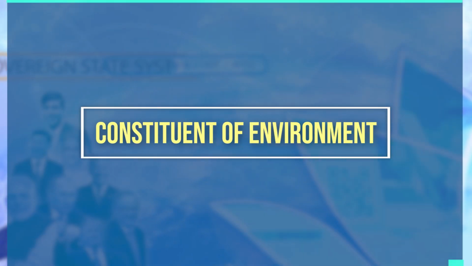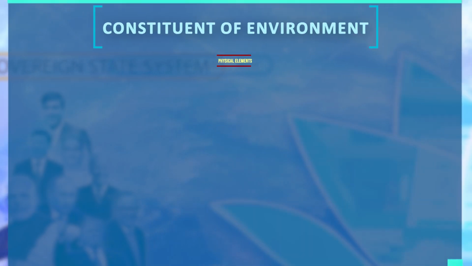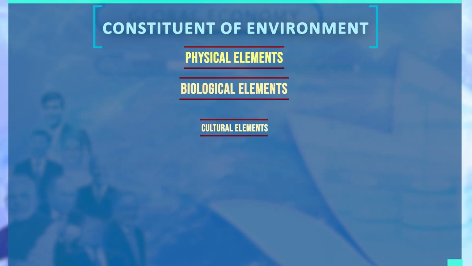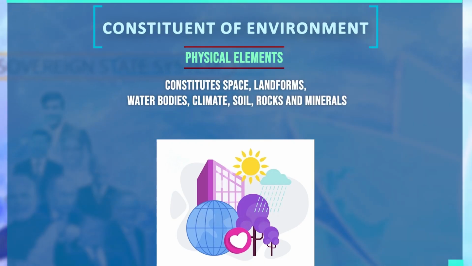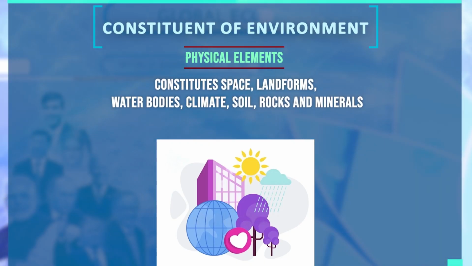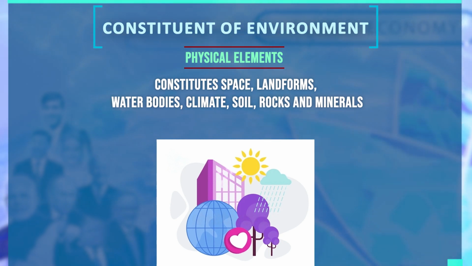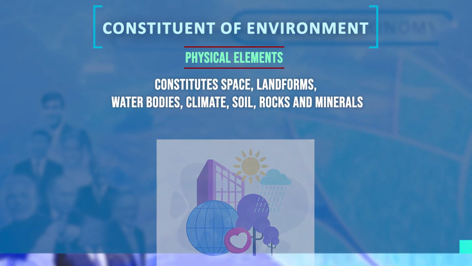Constituents of environment: physical elements, biological elements and cultural elements. Physical elements constitute space, landforms, water bodies, climate, soil, rocks and minerals. These elements determine the variable character of human habitat and also its opportunities and limitations.